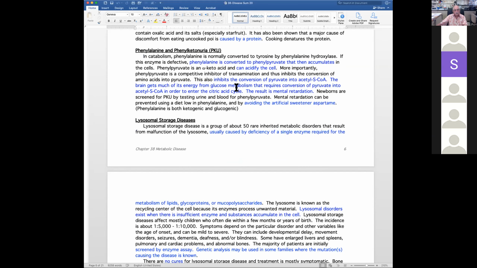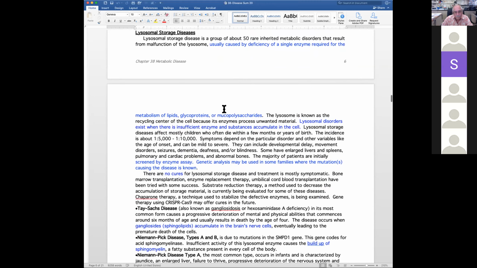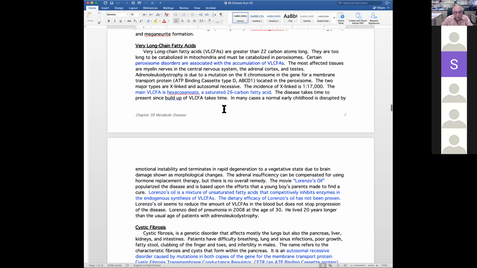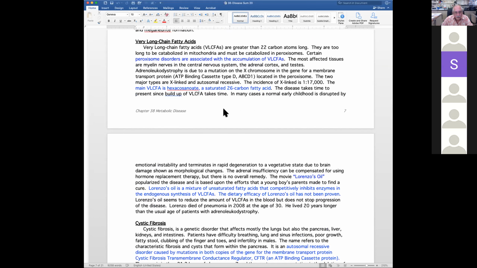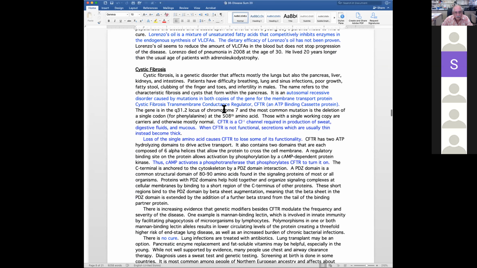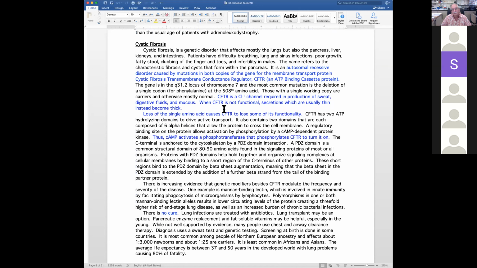And then you get to some that are very severe. Like PKU is a pretty severe disease, especially if you're a baby and nobody knows that you're not supposed to have phenylalanine. And the lysosomal storage diseases, they're fatal. Accumulation of very long chain fatty acids, fatal. Cystic fibrosis is fatal. Okay.